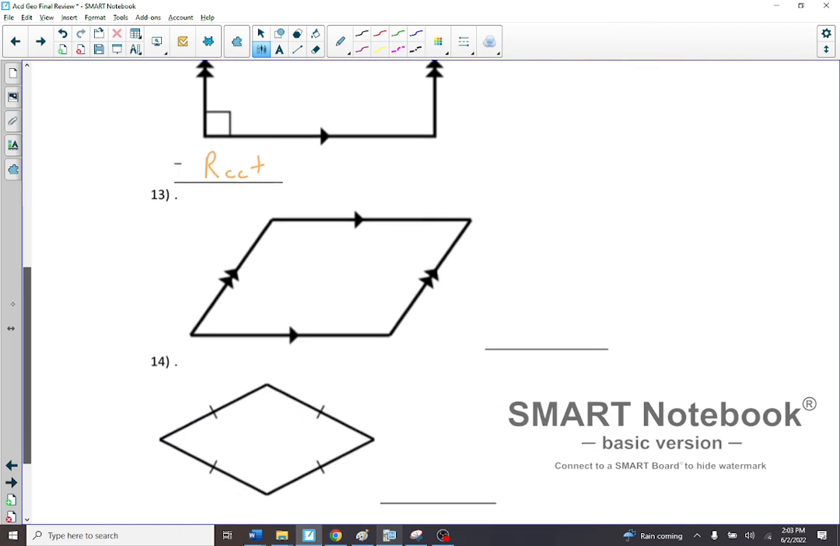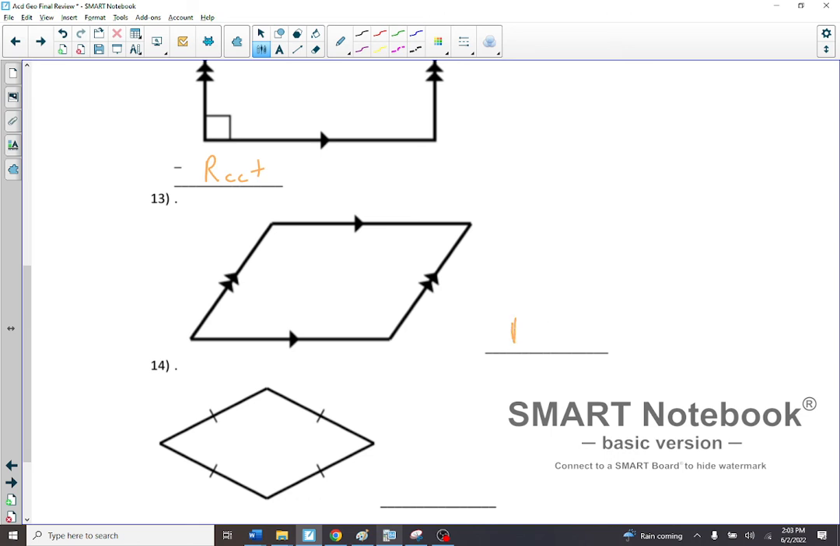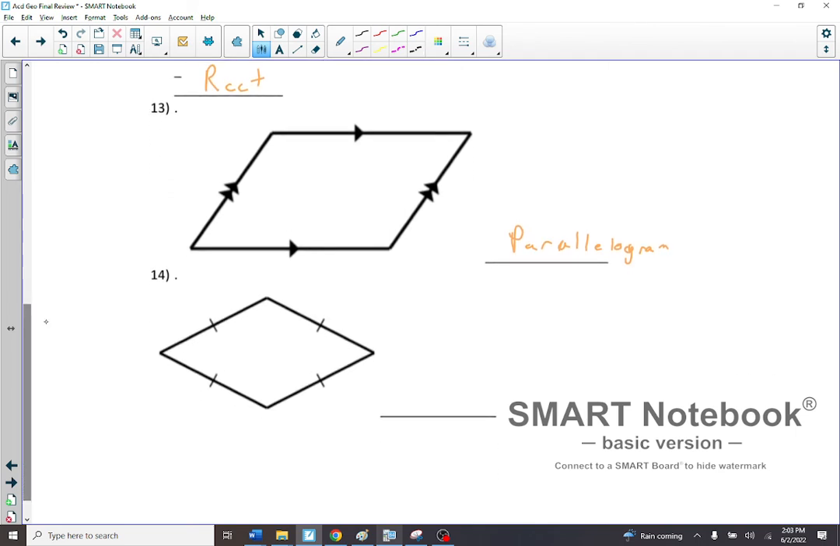Number 14, the best we could say is it's a parallelogram, because all it tells us is that it's parallel. And number 14, because all the sides are the same, by definition that is a rhombus. Rhombus is all the sides are the same length.